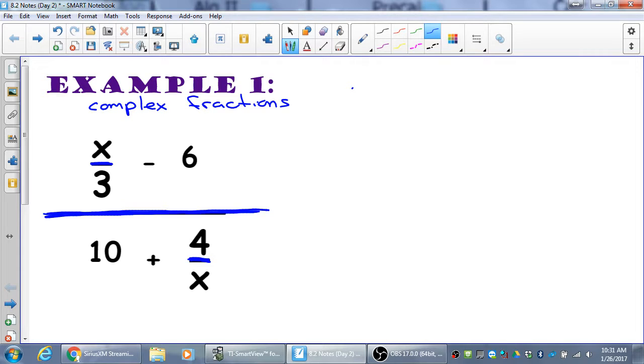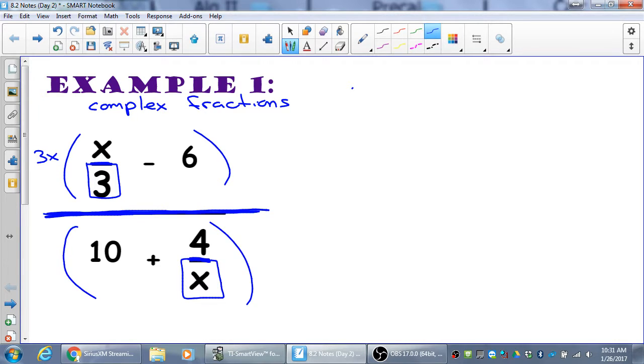We have to multiply the top and the bottom by the little common denominator. What I mean by that is, the common denominator between 3 and x is pretty straightforward. It's just 3x. I can make both of those 3x. I'm going to multiply the top and the bottom by 3x to get rid of both of those denominators. And I can do that because I'm multiplying by 1, 3x over 3x.